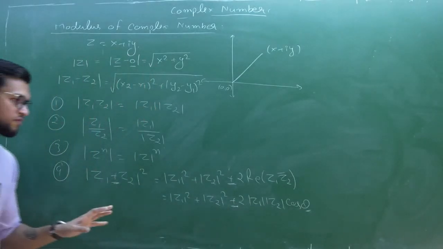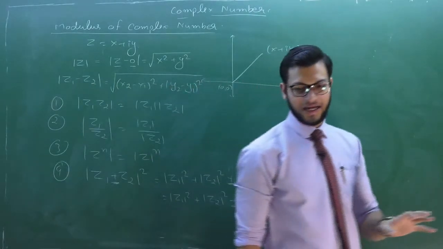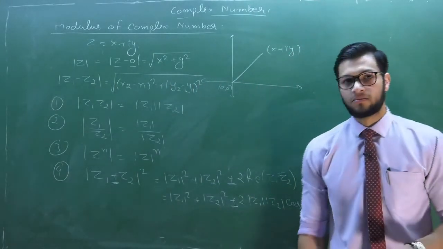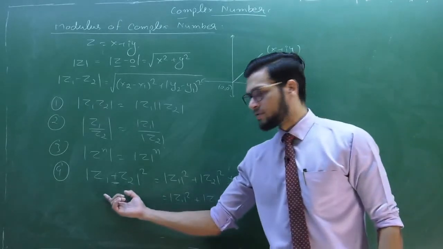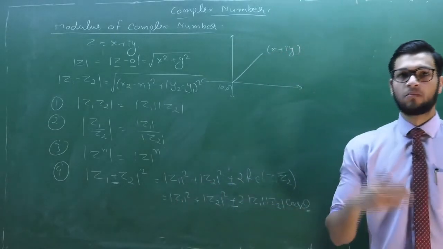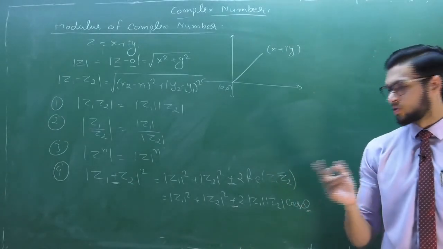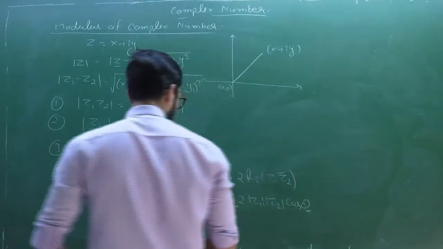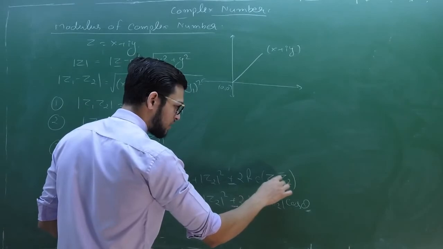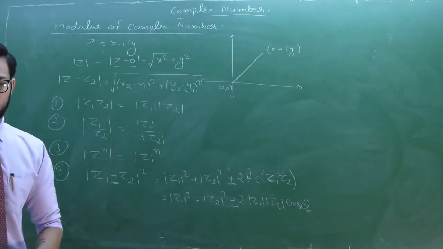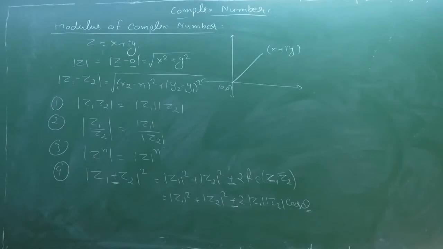If you want the proof of the fourth property, I can post it on your Telegram group. But my suggestion is just remember mod of (z1 plus z2) whole squared equals mod of z1 squared plus mod of z2 squared plus or minus 2 times the real part of z1 into conjugate of z2, which we can also write as mod of z1 squared plus mod of z2 squared plus or minus 2 times mod of z1 mod of z2 multiplied by cos theta. Guys, please note it down. If you have any kind of doubt or query, you can ask.